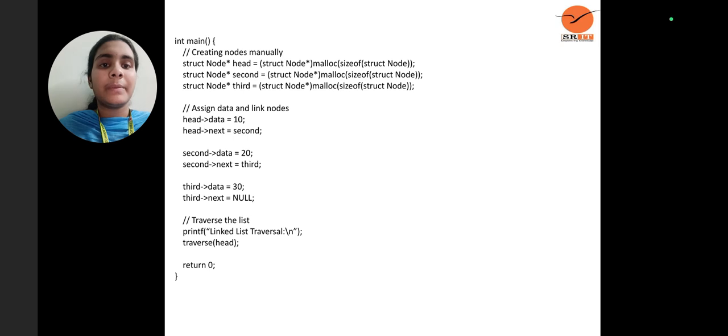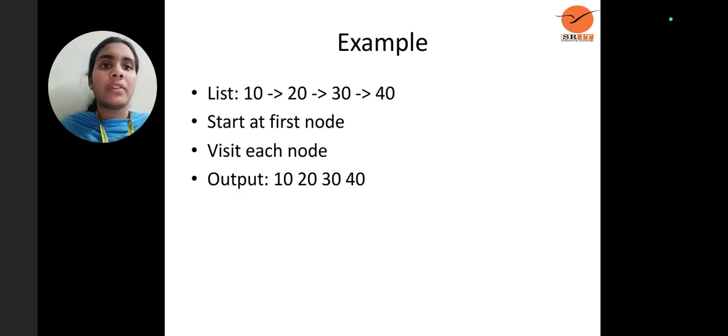Traverse the list. printf("Linked list traversal"); traversal(head); return 0; and close the bracket. This is the program of traversal in a singly linked list. Example and output of the program: the list has 4 nodes, 10 -> 20 -> 30 -> 40. First start at the first node and visit each node till the last. The output of that program is 10, 20, 30, 40.